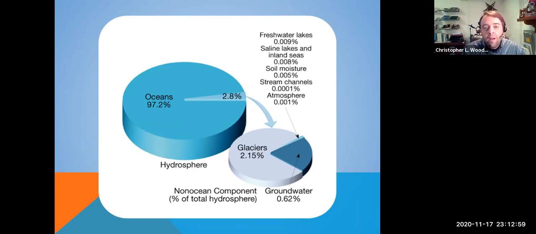Most of that water is locked in glaciers and ice. Only about 0.62% is going to be groundwater. So all the other freshwater lakes, rivers, streams, it's actually a very, very small percentage. So overall, freshwater, very small. Groundwater makes up a pretty large portion of that freshwater.